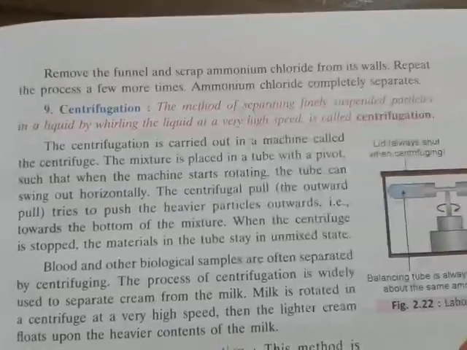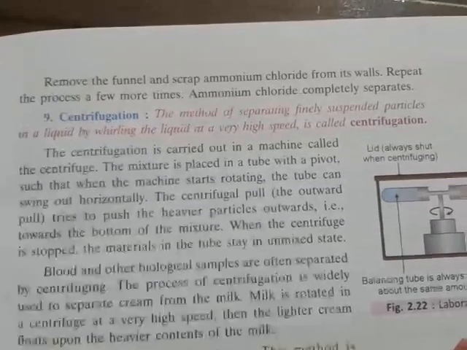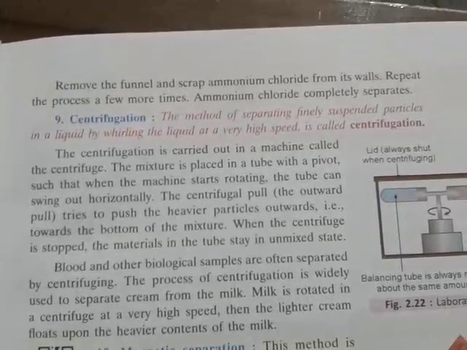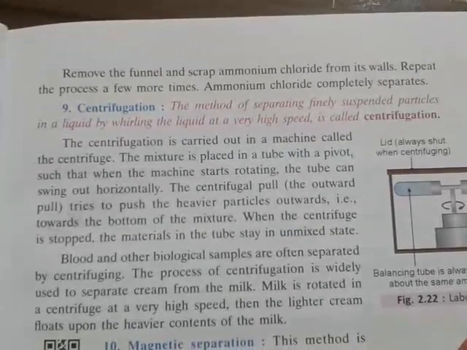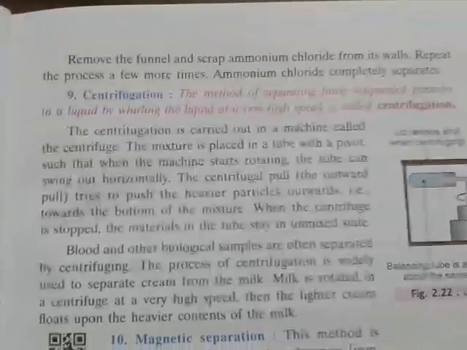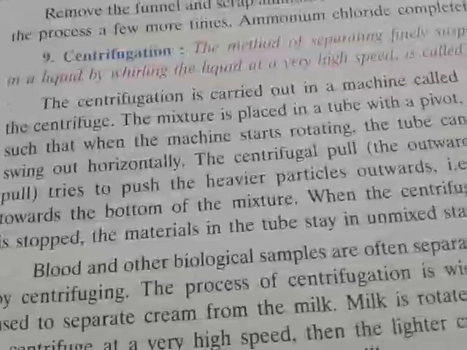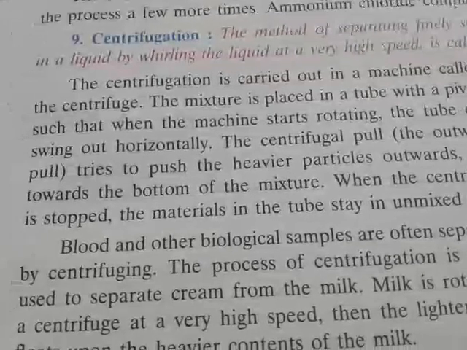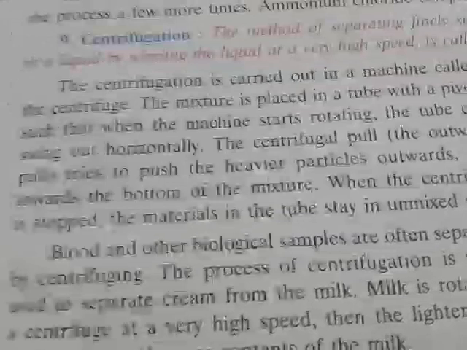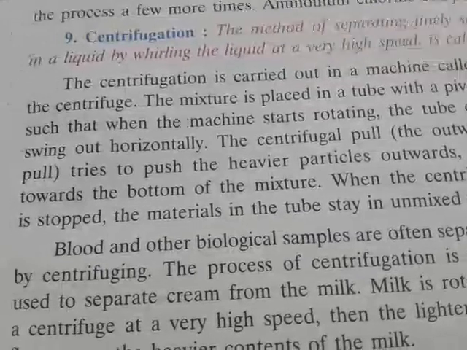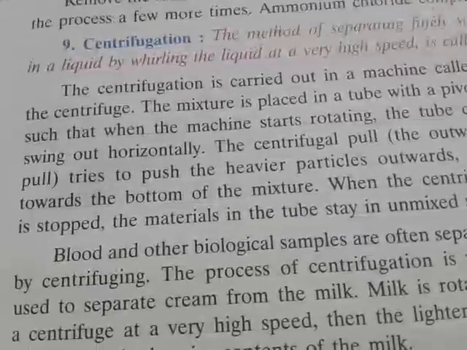Welcome back, students. So the centrifugation technique separates the solid or lighter particles from the heavier particles. When you put the substance into the centrifugation machine, it rotates at around 7,000 or 8,000 rpm, and at that time the heavier particles will settle down at the bottom, and the lighter particles will stay in the topmost part, and you can easily separate the two things.